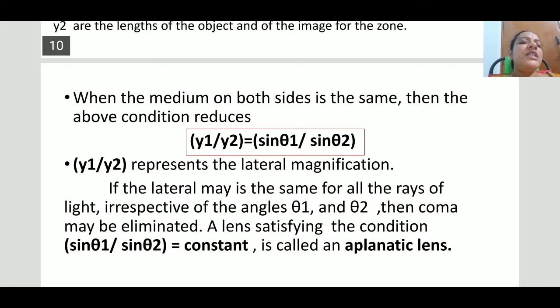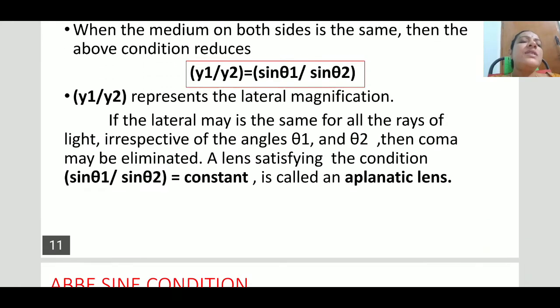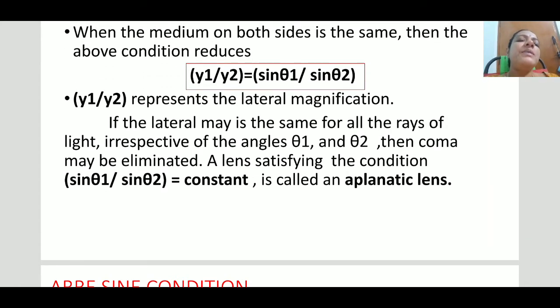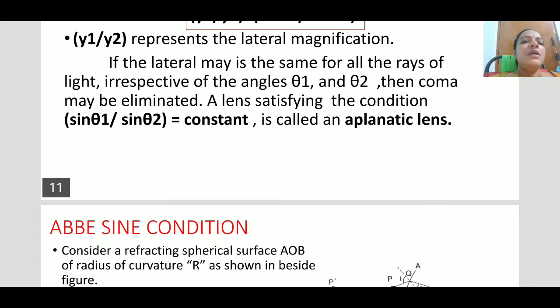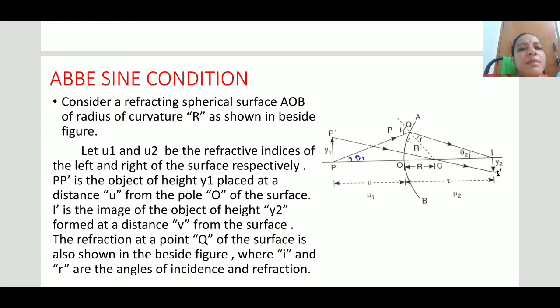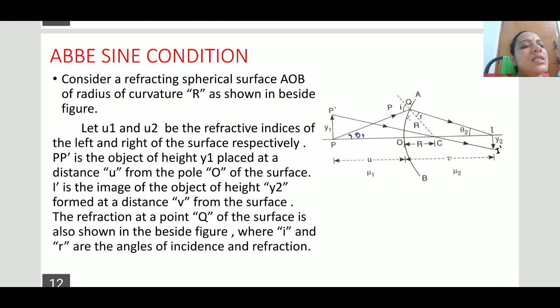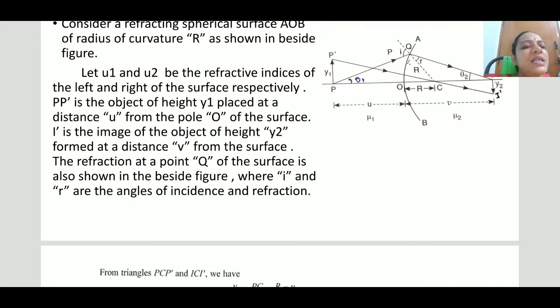If the medium is the same, the equation may be written as y1 by y2 is equal to sin theta 1 by sin theta 2. If the magnification is the same, that is y1 by y2 is the same, then this equation can be written as sin theta 1 by sin theta 2 is equal to a constant. This is aplanatic. Next, this is the proof of the sine condition.